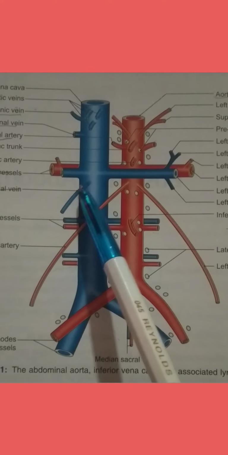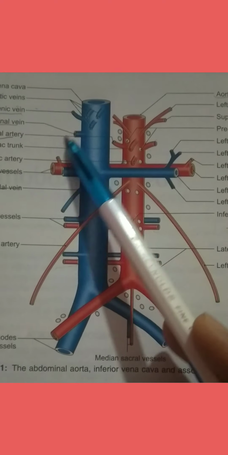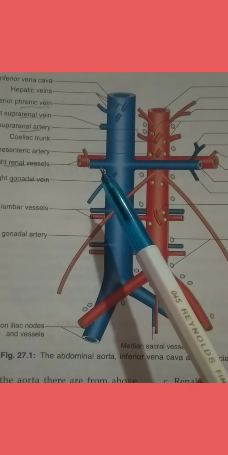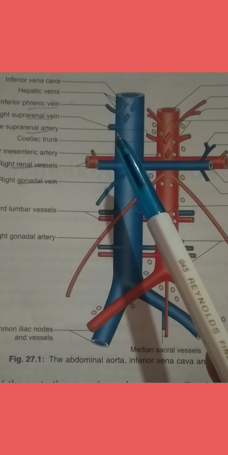Next are the posterior relations. Posterior to it lies the right crus of the diaphragm. Then is the right renal artery, the right suprarenal artery, the right suprarenal.